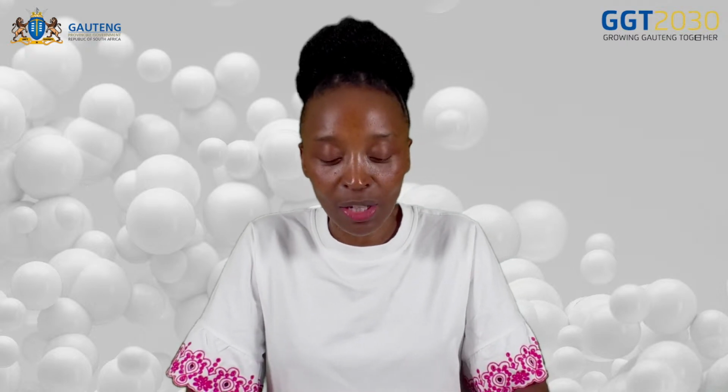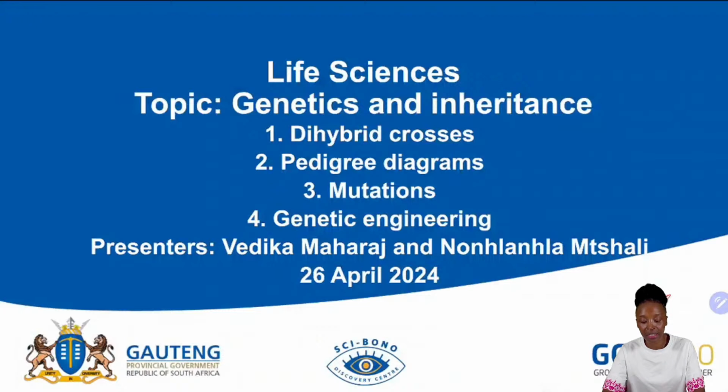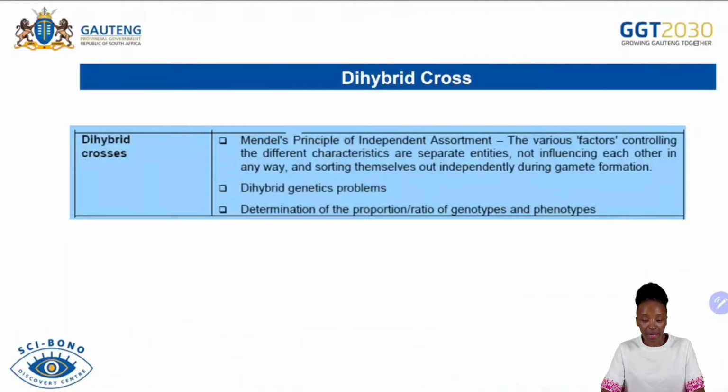Today is the continuation of last week's lessons, which is genetics and inheritance, which is what you are currently busy with now in your schools. So what we are going to look into today are the 4 topics, which are dihybrid crosses, pedigree diagrams, mutations, and genetic engineering. Okay, first things first, we are always going to refer you to your exam guidelines, so just bear with us.